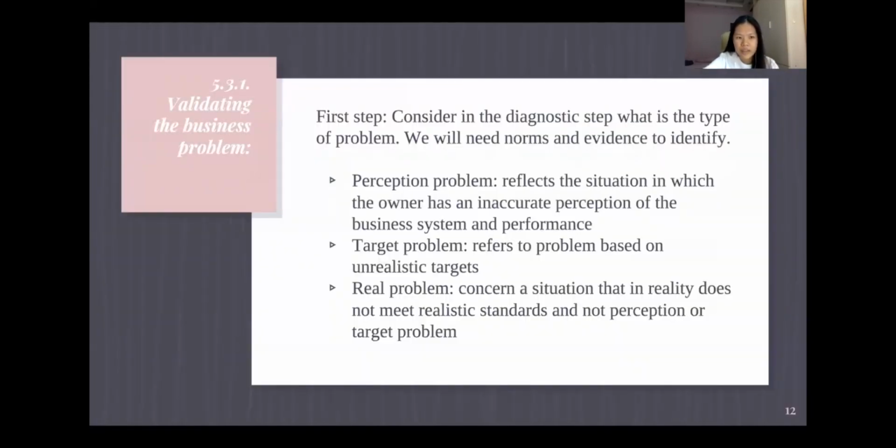In validating the business problem, the first thing to consider in the diagnostic step is whether the problem is a real problem, a perception problem, or a target problem. We will need norms and evidence to identify which type of problem it is. A perception problem reflects a situation in which the owner has an inaccurate perception of the business system and performance, whereas a target problem refers to a problem based on unrealistic targets, and real problems concern a situation that in reality does not meet realistic standards and is not a perception or target problem.